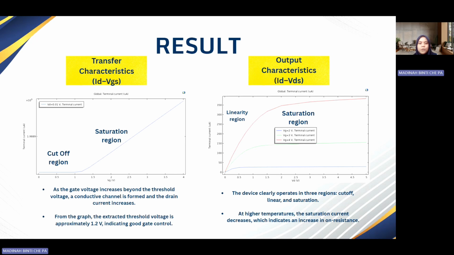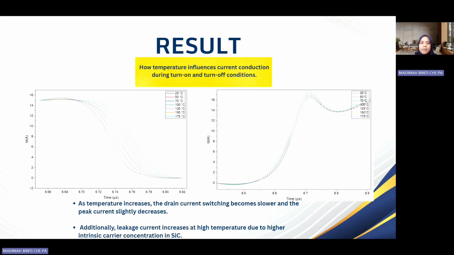At high temperature, the saturation current decreases, which suggests an increase in ion kinetics. This result demonstrates how temperature affects the current conduction during switching. As temperature increases, the switching becomes slower and the peak drain current slightly decreases. Additionally, leakage current increases at high temperature due to the high intrinsic carrier concentration in silicon carbide.